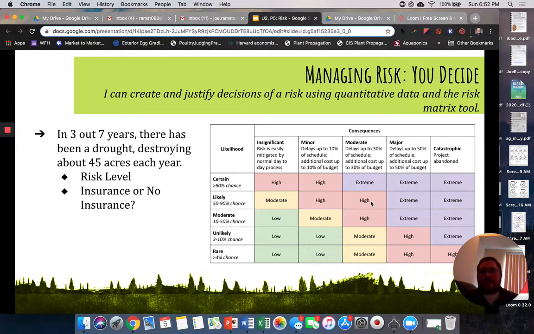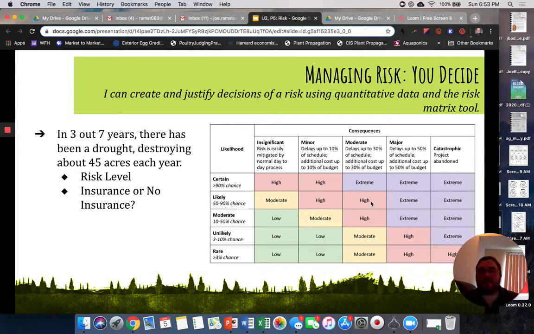In 3 out of 7 years, there has been a drought destroying 45 acres each year. Risk level and insurance or no insurance. So hit pause, do what you got to do, and then we'll resume. All right, so now that you've calculated the risk and determined whether or not you should buy insurance, let's work through it and see how you did.